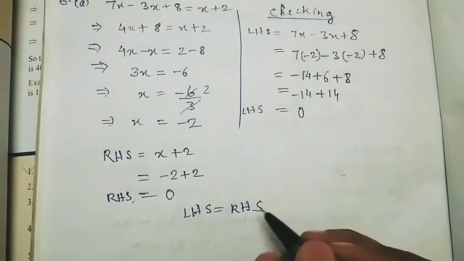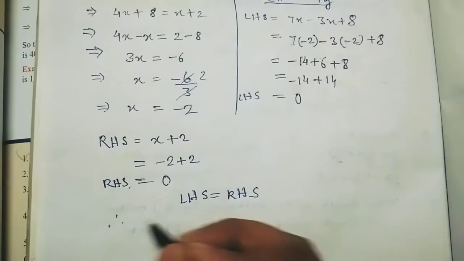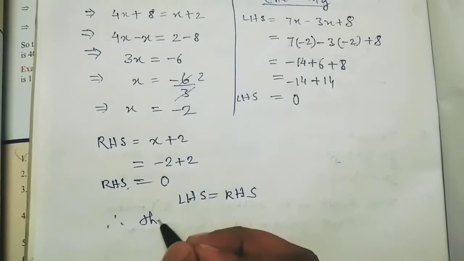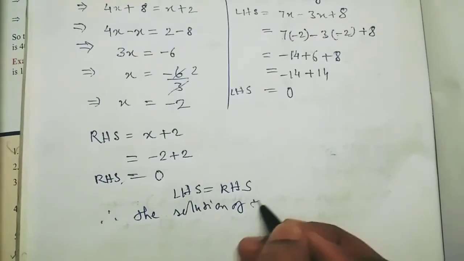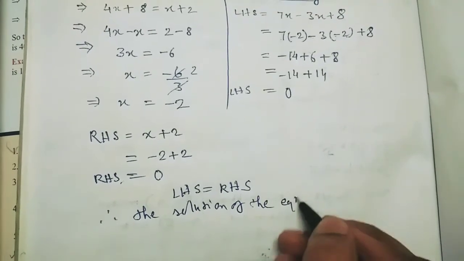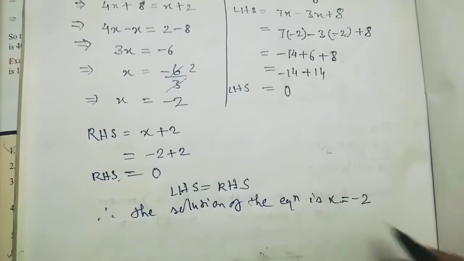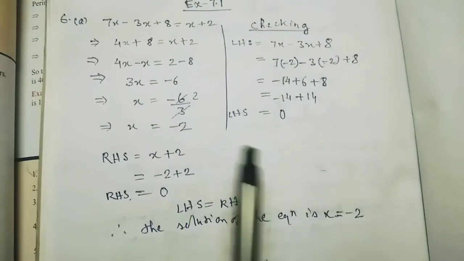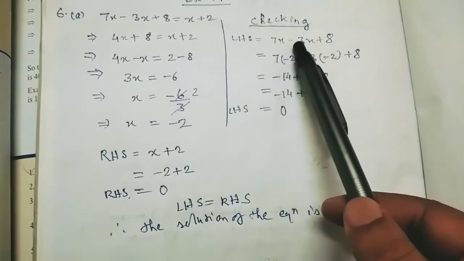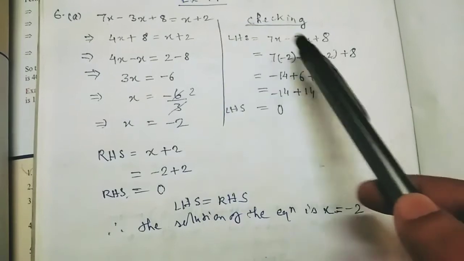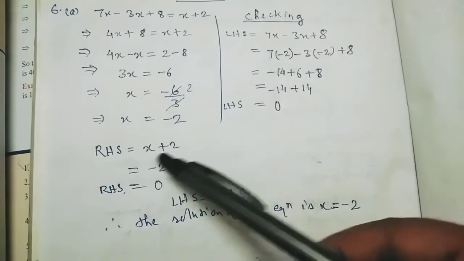In this way you can check your answer. At last you can write, therefore the solution of the equation is x equal to minus 2. Okay, so this is the solution of the equation. In this way you have to check it. So first of all, find the value of x properly, then take LHS, put the value of x in LHS, see what is coming, then put the value of x in RHS, see what is coming.